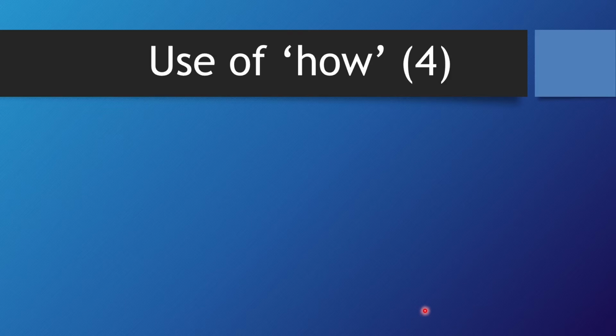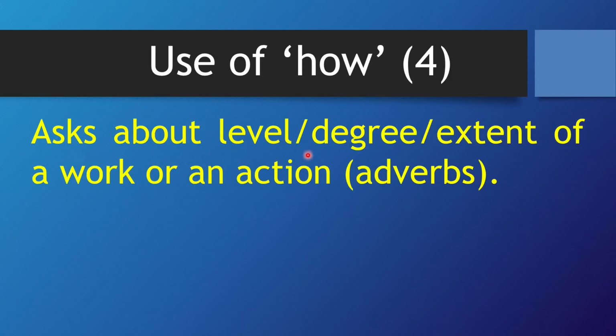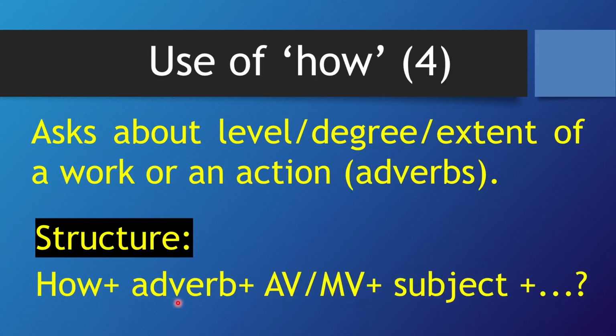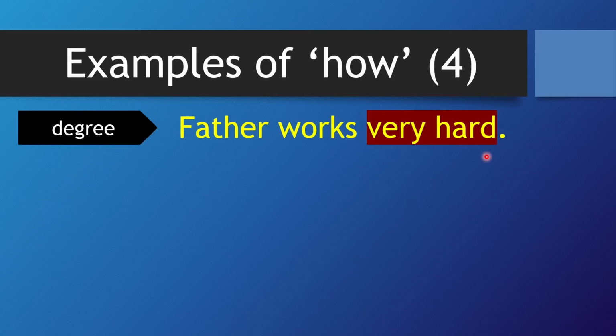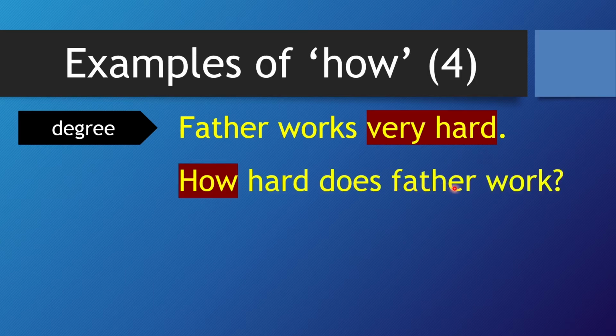Now let me show you the fourth use of how. It asks about level, degree, extent of a work or an action when it is adverb. You know, adverb always modifies or describes an action. So the structure is how plus adverb plus auxiliary or modal verb, then the subject, and at last other part of the sentence and question mark comes. So the examples can be, father works very hard. Here, hard is the adverb and it is showing the degree. How hard? Very hard. So we can write, how hard does father work?